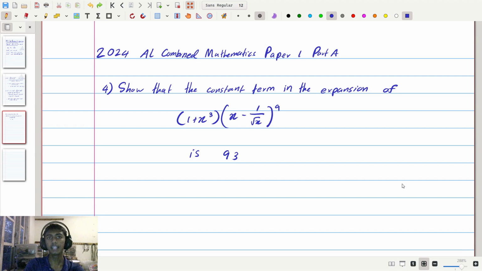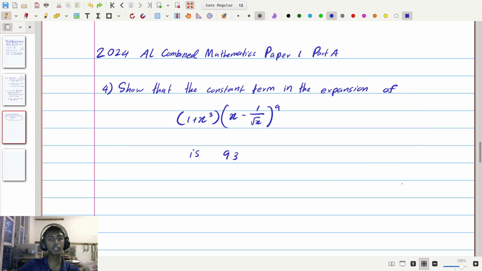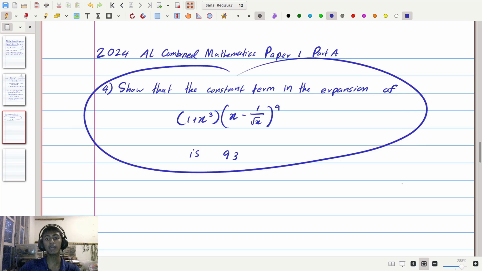So now finally, let's apply all the knowledge we've accumulated so far into an exam question. Here we have the 2024 A-Level Combined Mathematics Paper 1 Part A question number 4. Now question number 4 might look intimidating or complicated compared to all the stuff we've been doing so far. That's because all the stuff we've been doing so far has been simple and just involving the binomial expansion. However, here we have a little bit more than that.